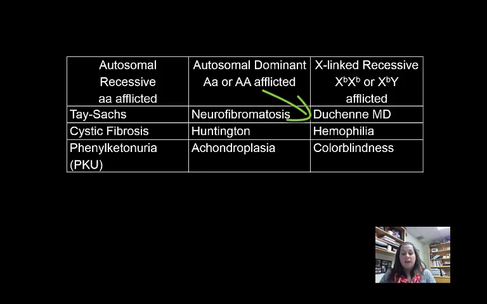We also have hemophilia on this list. Hemophilia is the inability to produce normal protein clotting factors in the blood, so they don't clot properly due to injuries. They could bleed to death from something pretty minor, like certain kinds of bruising. We also see color blindness. Color blindness is not a life-threatening disorder, but it is still X-linked. The most common here is red-green color blindness.